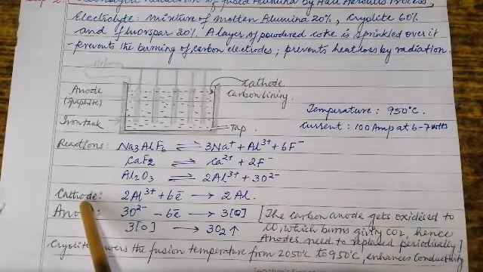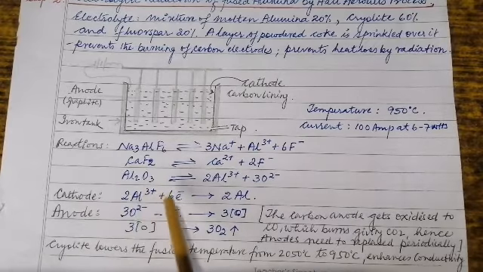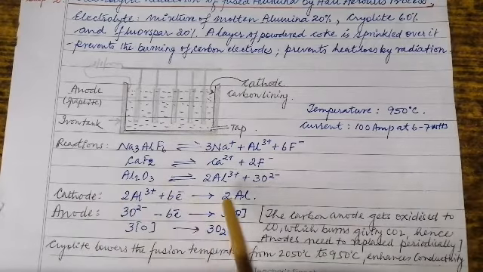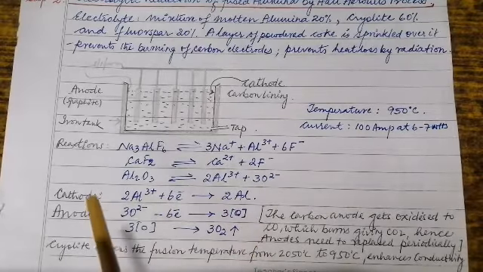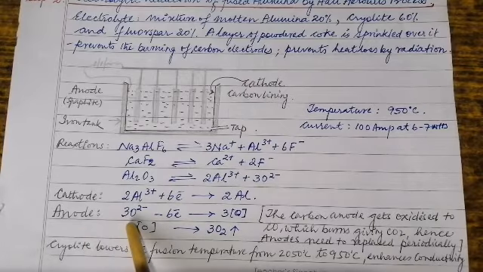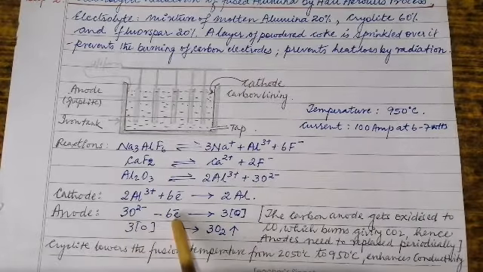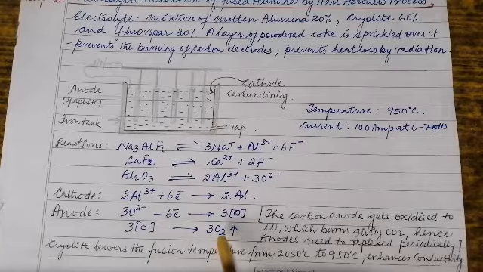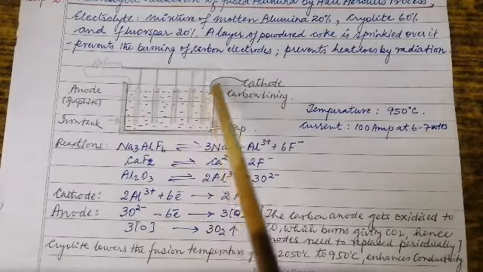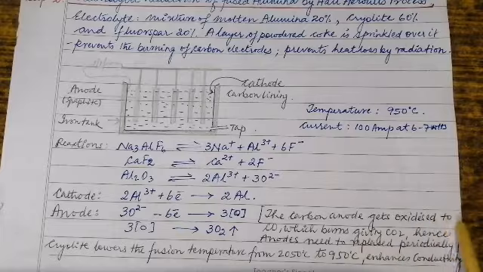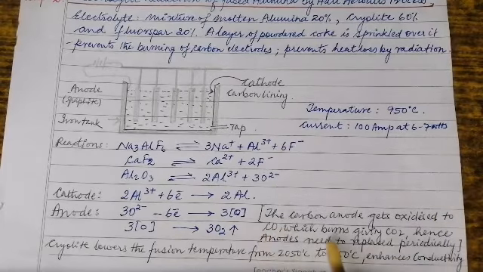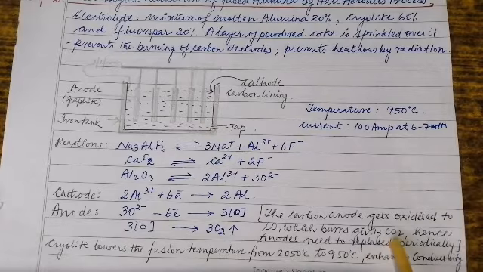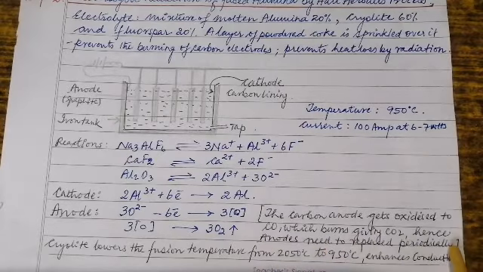The reaction taking place at the cathode: aluminium ions will gain electrons from the cathode and get discharged, so aluminium is being deposited at the cathode. At the anode, the oxide ions lose electrons and form oxygen gas. Now, this oxygen gas will oxidize the carbon anodes. So the carbon anode gets oxidized to carbon monoxide, which burns with a light blue flame, giving carbon dioxide. Hence, the carbon anodes need to be replaced periodically.